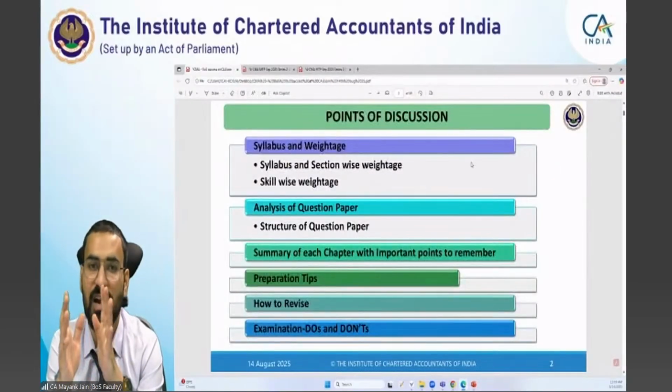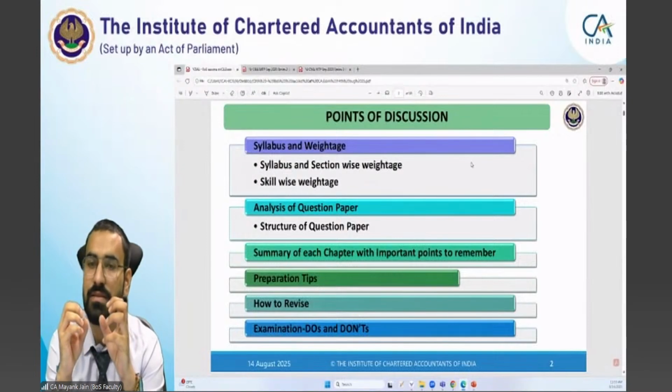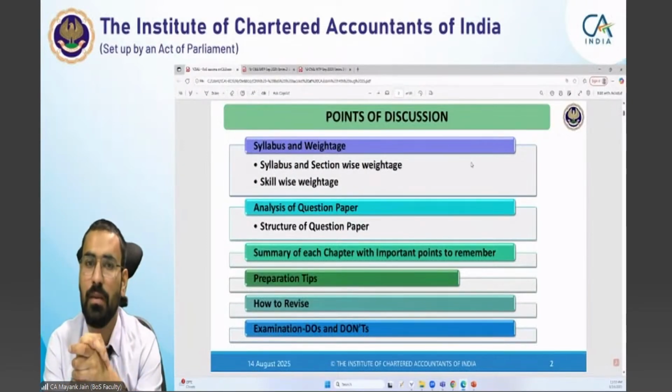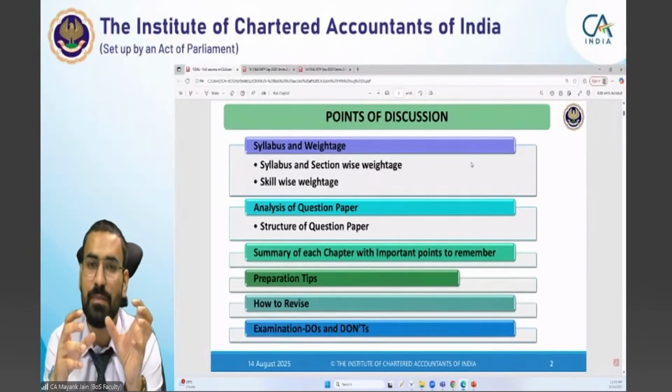First of all, we start with the skill-wise weightage. Skill-wise weightage means there's some theoretical part and there's some practical part. The theoretical part covers around 20 to 30%, and the practical part covers around 70 to 80%.